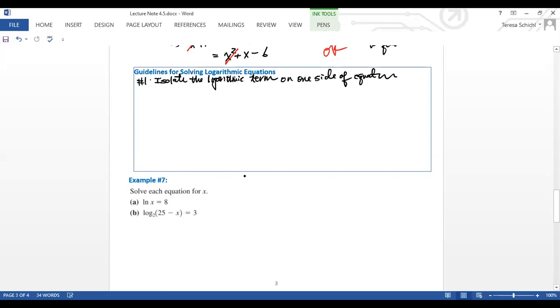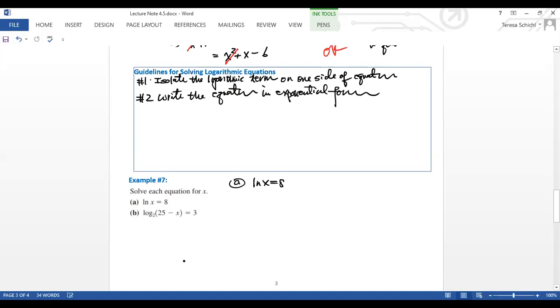Okay, so let's take a look. Problem 8. Natural log x equal to 8. Oh, I already did number 1. The natural log is on one side. All right. Then the next one here is kind of like a backward step, like the self-exponential, right? So we write the equation in the exponential form.